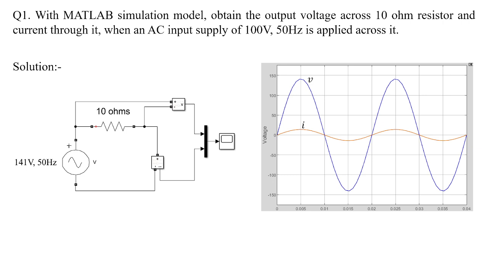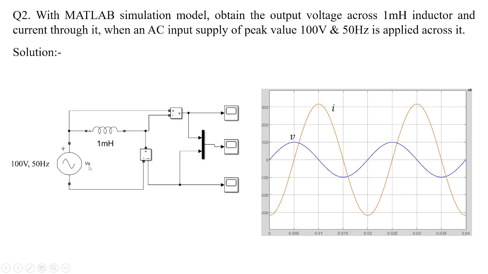The RMS value and peak value are related by Vm equal to root 2 Vrms. If you take the value of root 2 and multiply it with 100, you get 141 volts. And here you can see the output waveforms of voltage and current. Both are in phase, whereas the amplitudes are different. So this is one model.